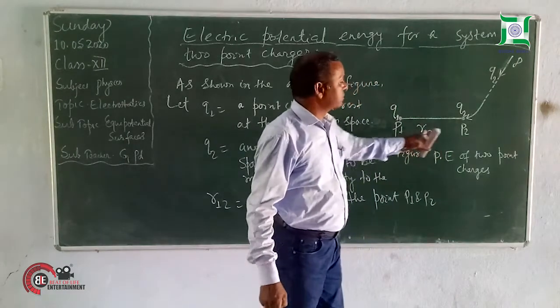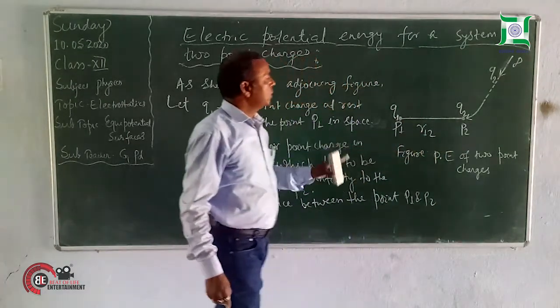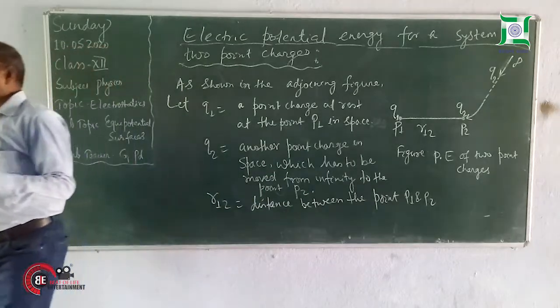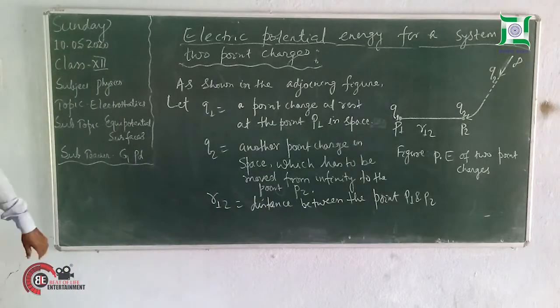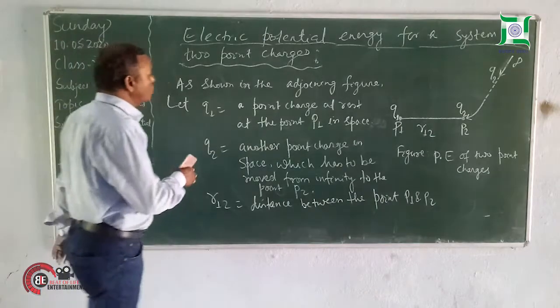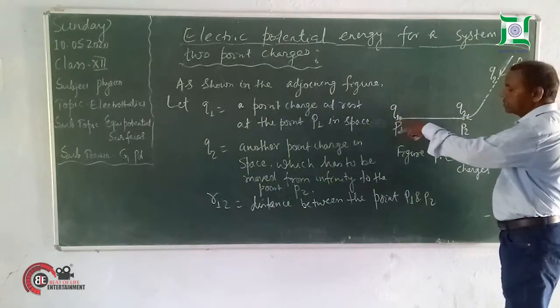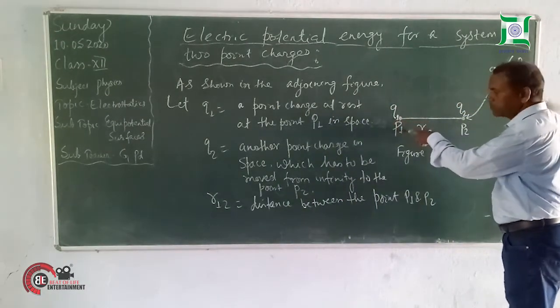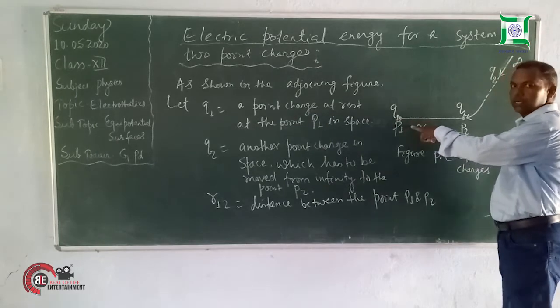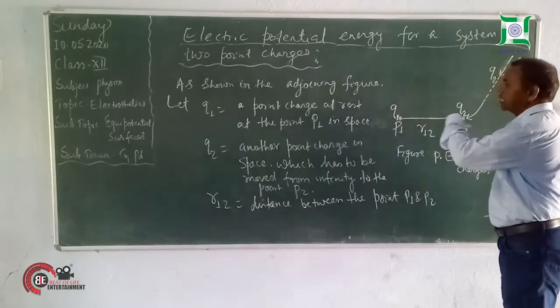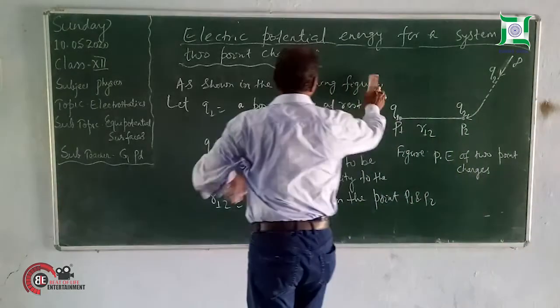R12 is the distance between the two points P1 and P2. Then what will be the work done by the first point charge Q1, which is at rest at the point P1 in a space?